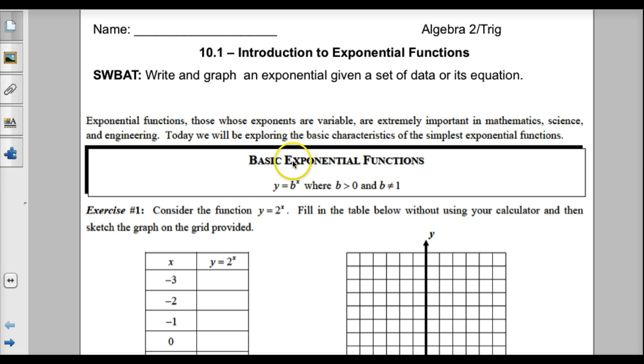Now the basic exponential function is y equals b to the x. Notice this x, the exponent, is the variable, where b is greater than 0 and b cannot be equal to 1.